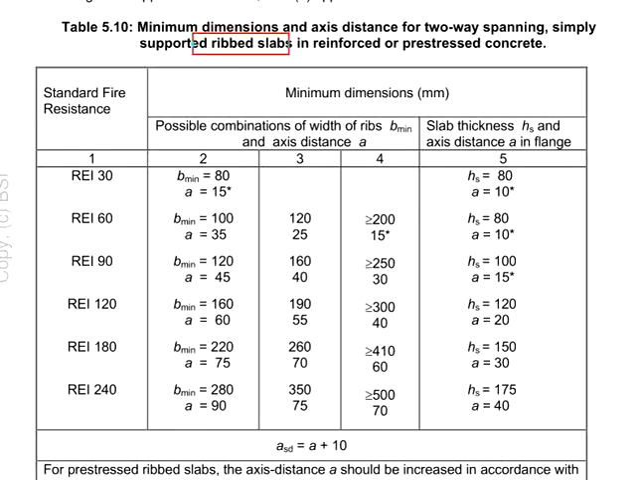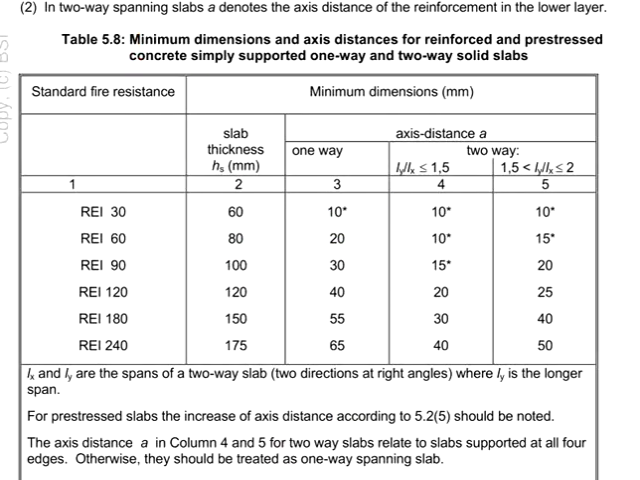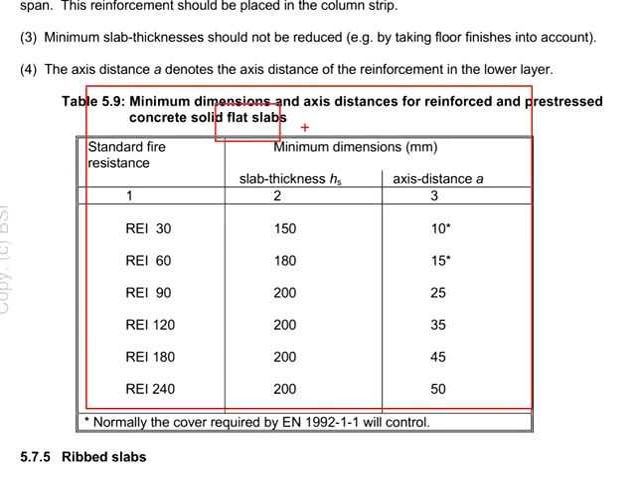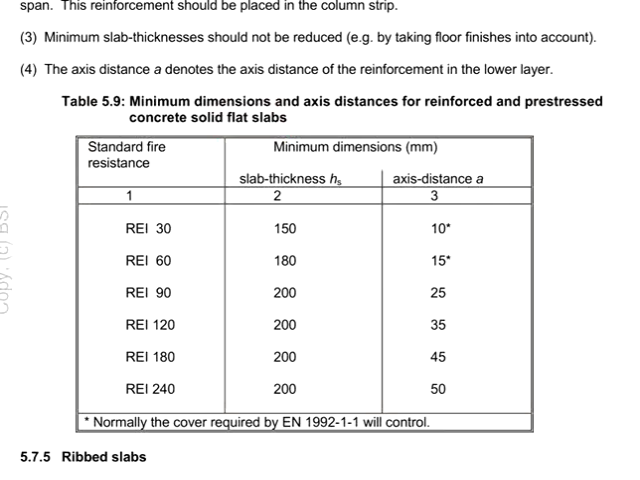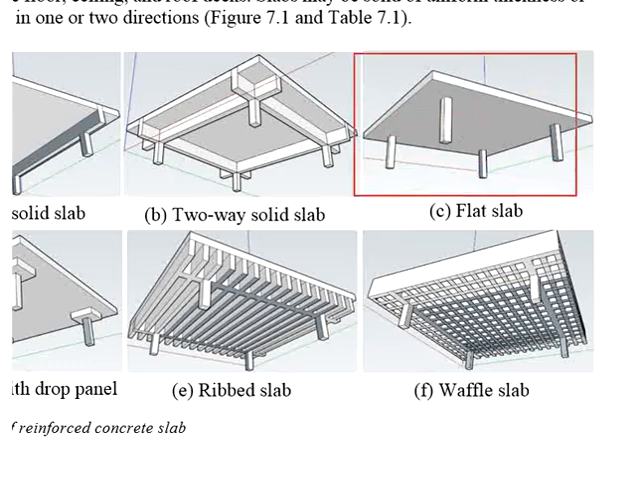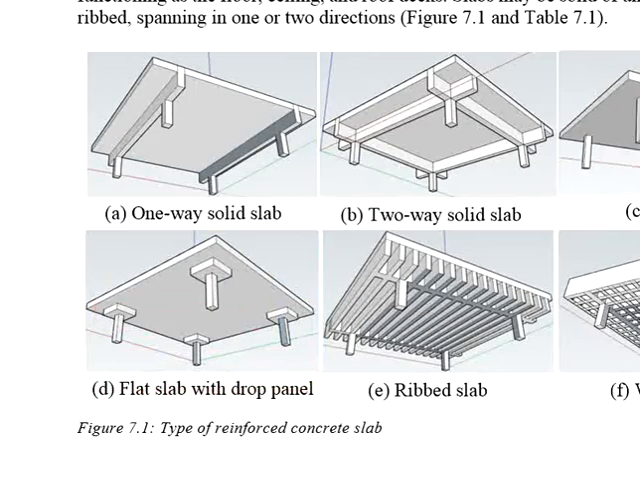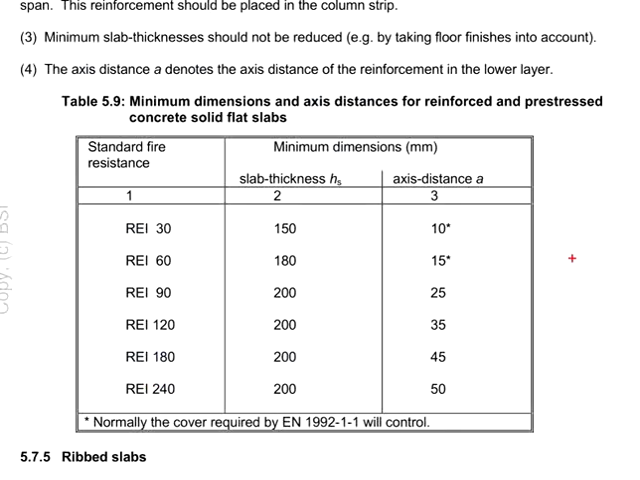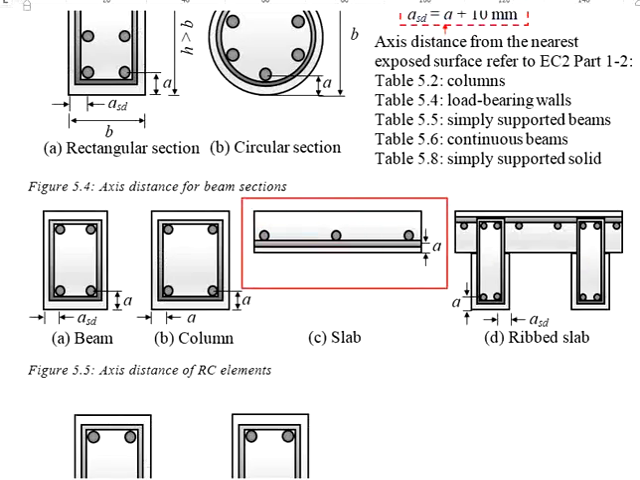This table is meant for rib slabs, and you see there is ASD, which is calculated as the A plus an additional 10 mm. This is different from table 5.8 of the solid slab, where there is no need for you to calculate the ASD. The same principle applies to the flat slab. Since a flat slab does not consist of any beam, it looks either like this or this. Because it doesn't have any beams, you only need to get the axis distance A. That means we are referring to this.